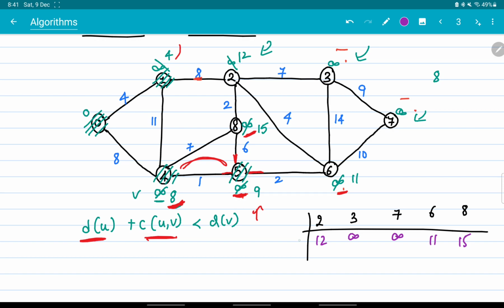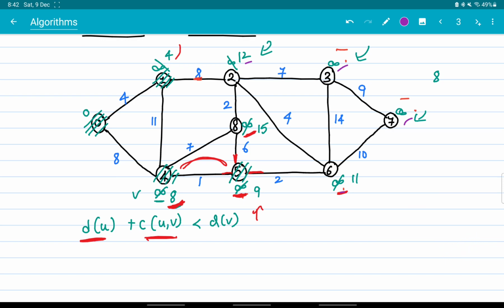Right, let me cross check. For 2 it is 12 here. For 3 it's infinity. For 7 also infinity. And for 6 we have 11. And then for 8 we have 15. Now which is the smallest value out of all these values? 11 is the smallest. 11 belongs to vertex 6. So 6 becomes our next source vertex.